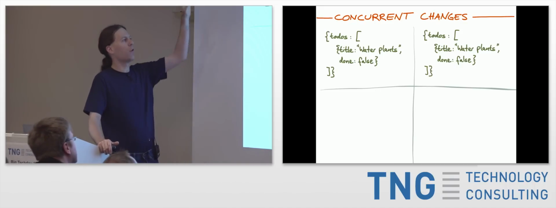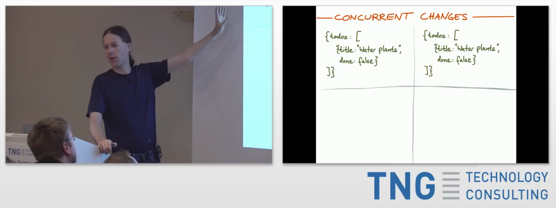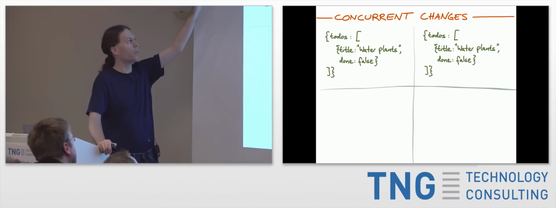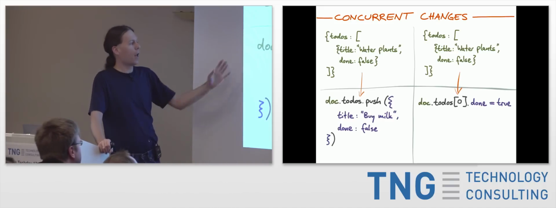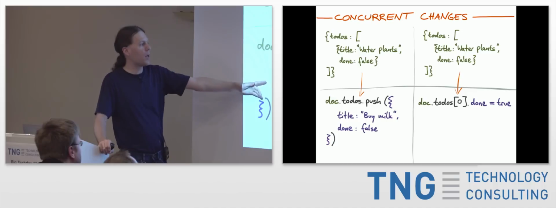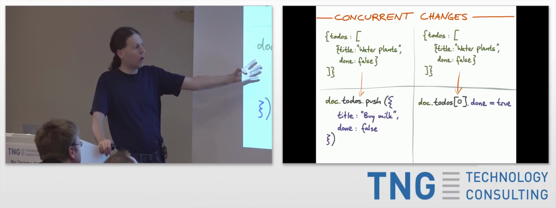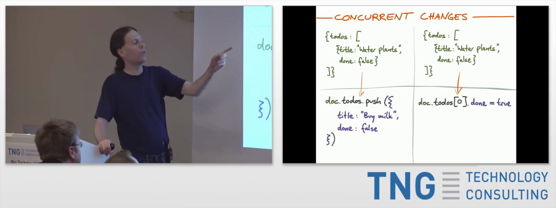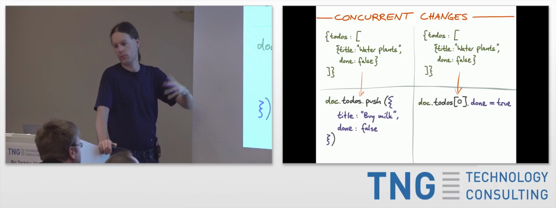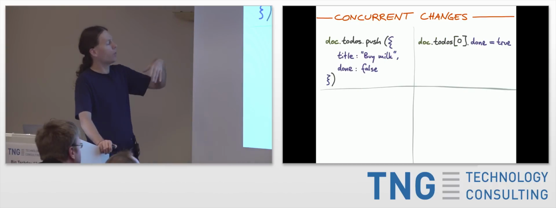So here we've got two users, one on the left, one on the right. They start off in the same state. They've got a to-do list containing one item, watering the plants. Let's say on the left-hand side, we add buy milk to the to-do list, like we had just now. And on the right-hand side, the first item in the to-do list, the done field, gets set to true. Okay, so you can see what the effect of these changes are.